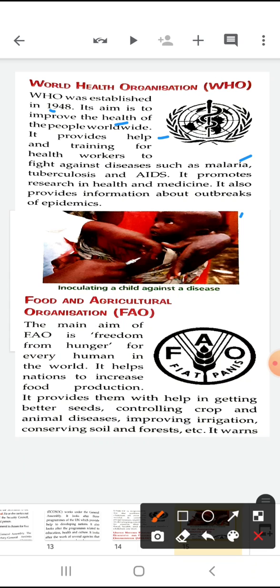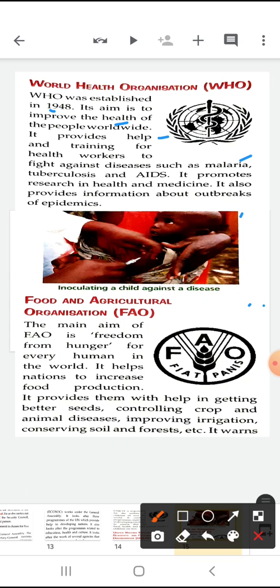WHO was established in 1948. Its aim is to improve the health of the people. It provides help and training to health workers to fight against diseases such as malaria, tuberculosis and AIDS.